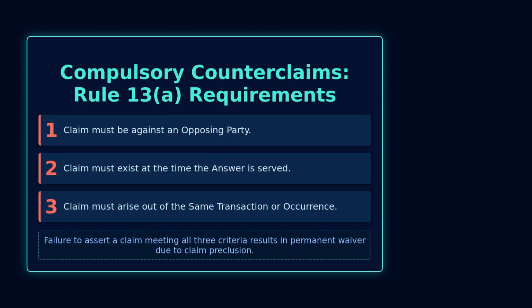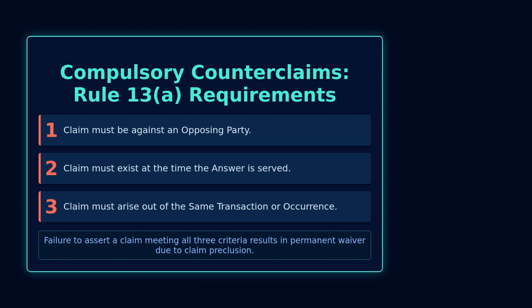Now that we understand the optional nature of permissive claims, let us turn our full attention to Rule 13a, the compulsory counterclaim. This rule is mandatory, meaning if the conditions are met, you must assert the claim now, or lose it forever. For a counterclaim to be deemed compulsory under Rule 13a, three specific requirements must all be satisfied simultaneously.